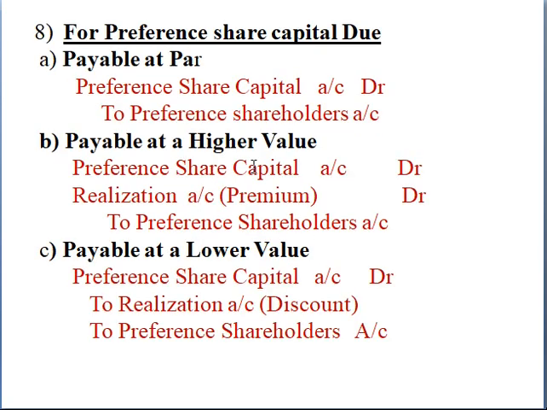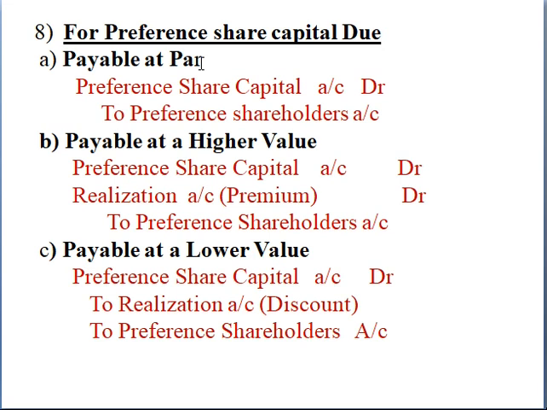The next is for preference share capital due. See here, the entire business gets wound up. That's why even the equity shareholders and preference shareholders are paid. They will be settled first. Okay. So your first case is payable at par. Par means the face value. So here also we are closing the preference share capital.